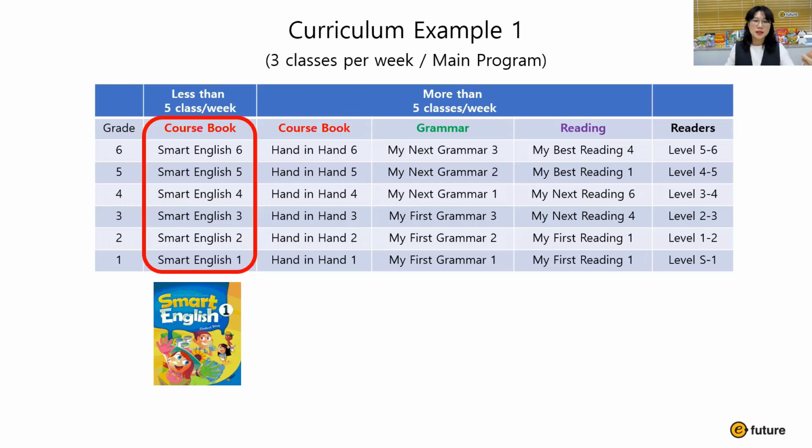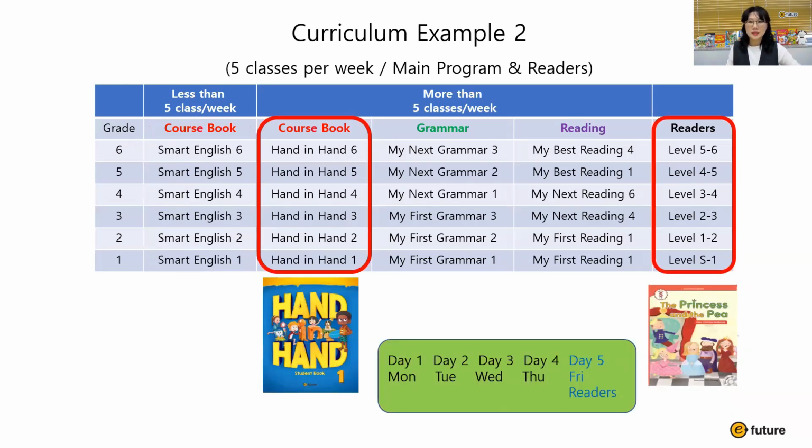Okay, so let's look at this example. So if you teach 3 classes per week, then you can just use one main course book as a main program. And Smart English can be used as one main course. Okay, Smart English is the primary course book. Okay, and here we have the grade and the course book levels.